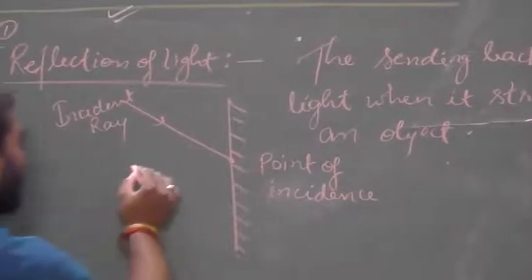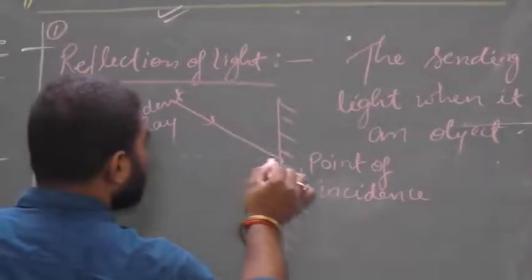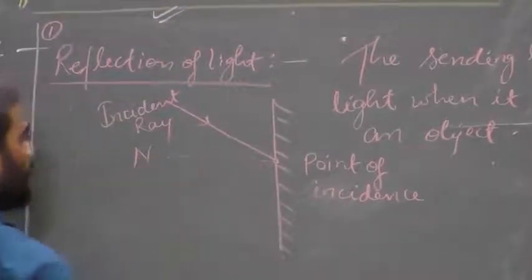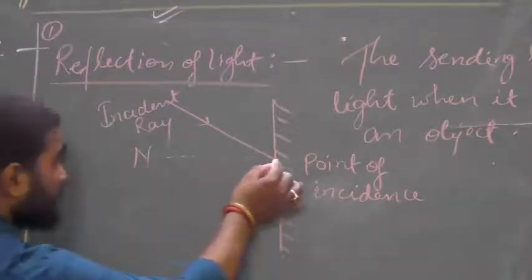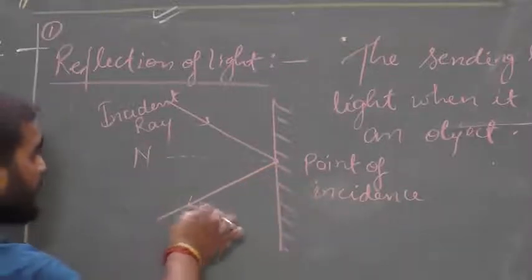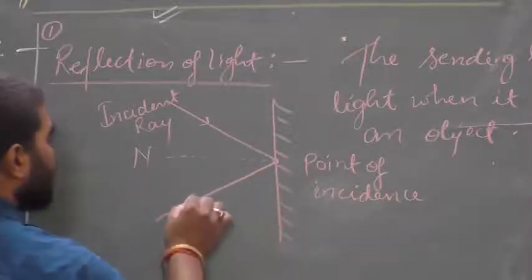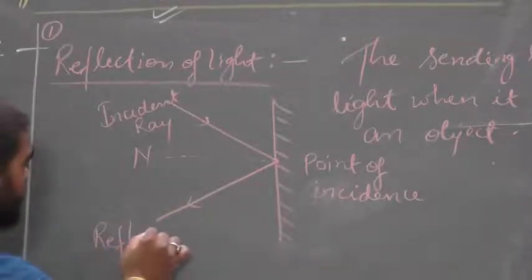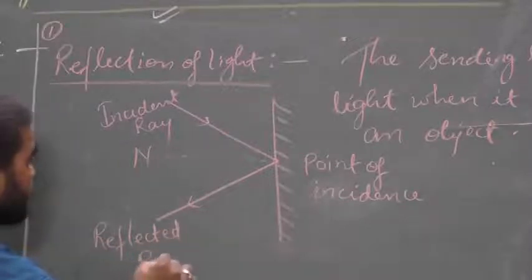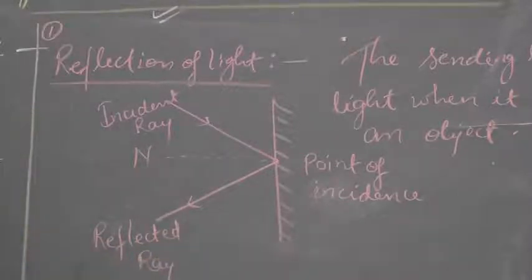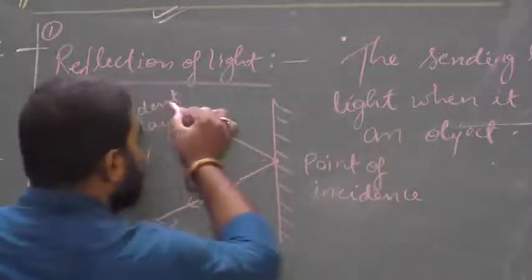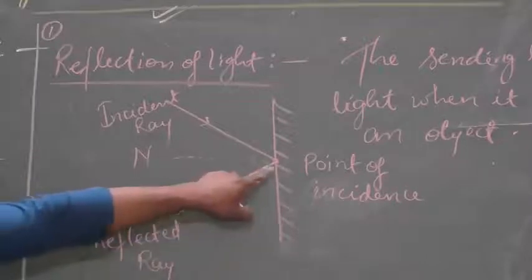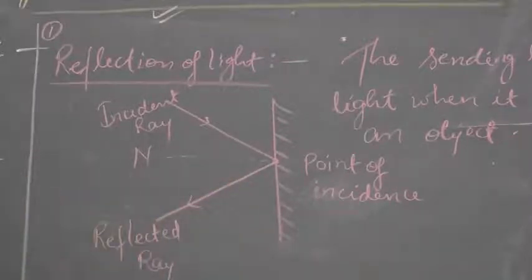An imaginary line which is drawn perpendicular to the surface at this point of incidence is called the normal. After it, the light will be sent back, and this light which is sent back is called the reflected ray. Then we can say the sending back of light, or the bouncing back of light, when it strikes on an object is called reflection of light.